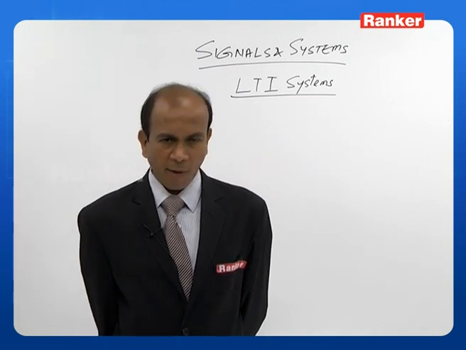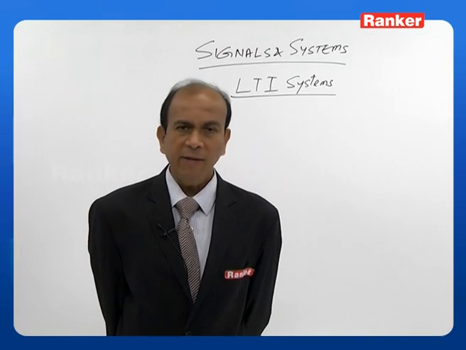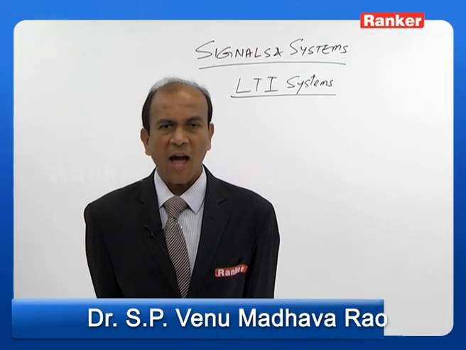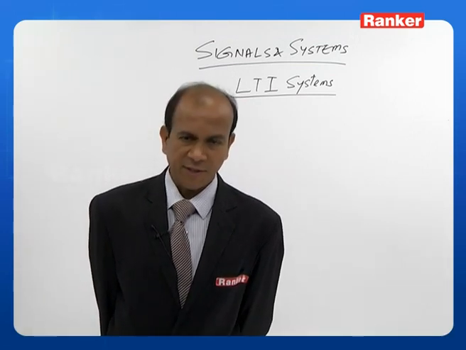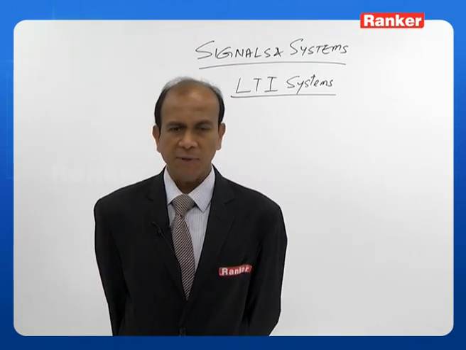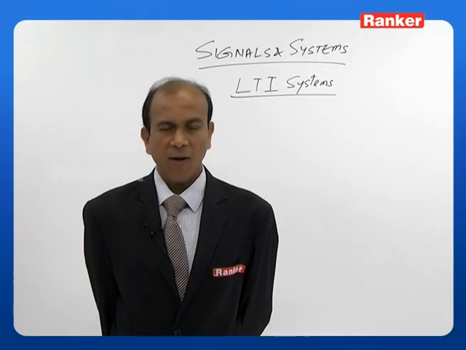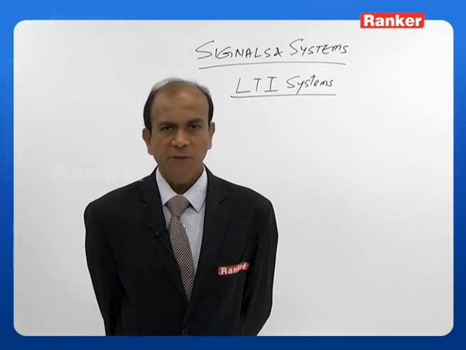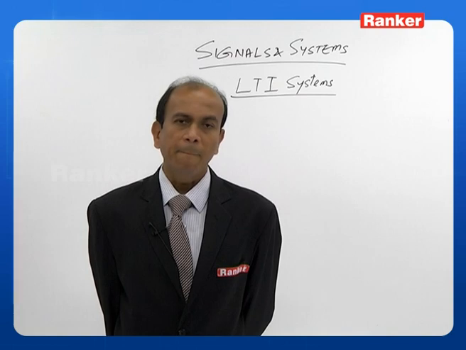Next, let us move on to the 10th point. The 10th point says, practically an impulse signal is a signal with large magnitude and short duration. Ideally, an impulse signal will have infinite magnitude and 0 duration. But practically, how do I define an impulse signal? Practically, an impulse signal is a signal with large magnitude and very short duration. So it cannot be infinite, and it cannot be 0. It has the shortest duration and the largest magnitude, and then it is called an impulse signal.